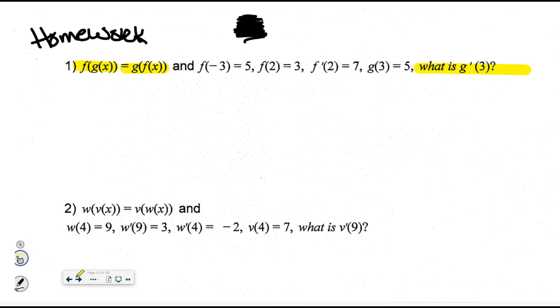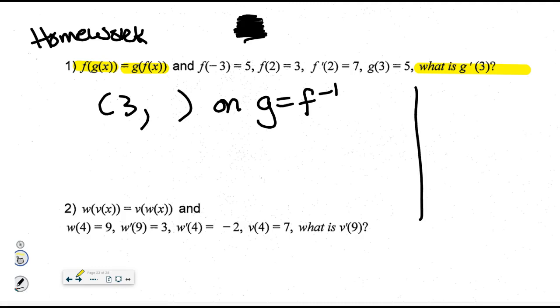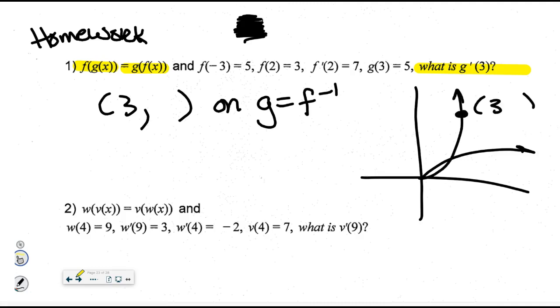Okay? So 3, comma, something, no clue, is on G, which is actually F inverse. Write it like that. So hop on there. So this is what's happening. I'm going to use this square root thing. Okay? And its inverse. 3 comma something is on the inverse function. Well, then something, 3 is on the original. Right? Why did I put a 0 there? I don't know. So you're going to go like this. Well, then something, 3 had to be on F.